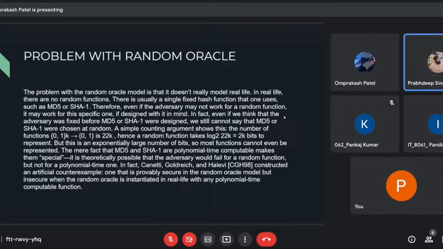In fact, Canetti constructed an artificial counterexample, one that is provably secure in the random oracle model but insecure when the random oracle is instantiated in real life with any polynomial time computable function.